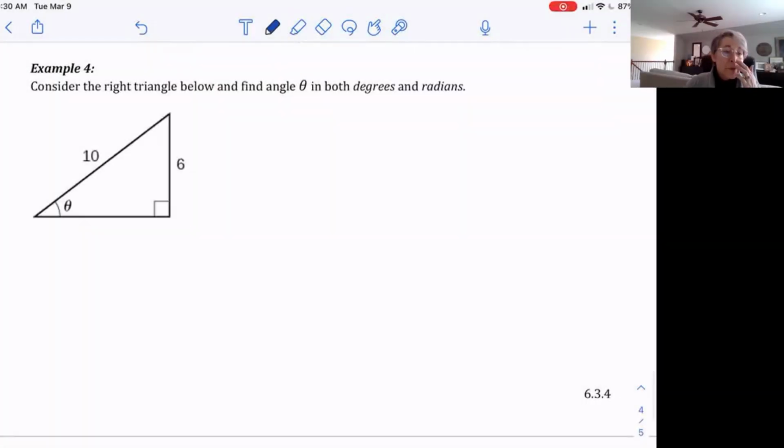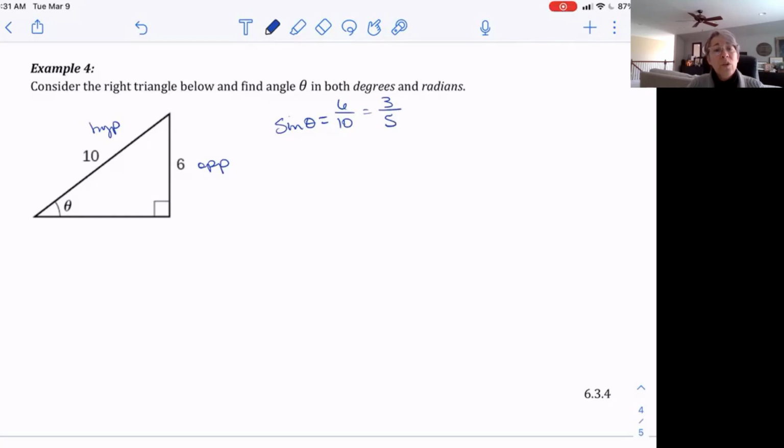All right, guys, last example in this section, we want to consider this right triangle below, and we want to find angle theta in both degrees and radians. So notice the only sides that we have in reference to that theta is the opposite side and the hypotenuse. So which trig function uses the opposite and hypotenuse? That's the sine. So we know that the sine of theta in this instance would equal 6 over 10, or we can write it as 3/5.